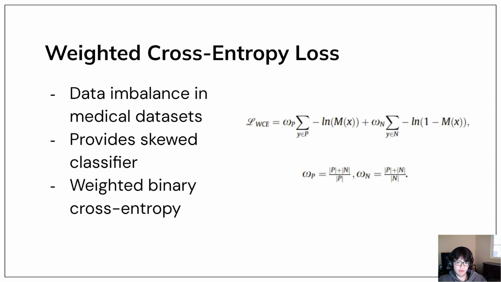Additionally, a weighted cross-entropy loss is proposed and utilized, and it accounts for the data imbalance in medical data sets. So we don't want a skewed classifier, so we weight our binary cross-entropy loss given the frequency of positives and negatives, and we're able to avoid the skewed results of the data set.